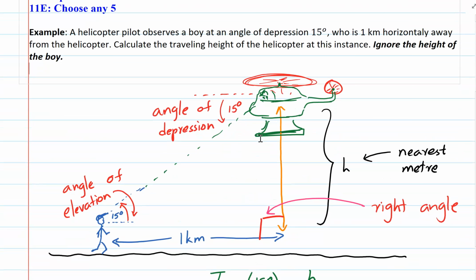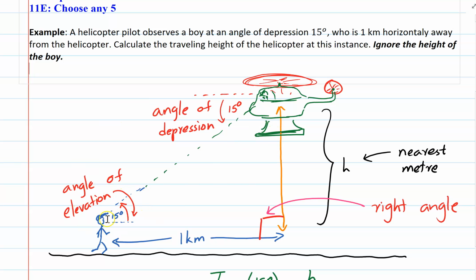Okay, let's get the diagram up. It's pretty cool. A helicopter, nice drawing, took me 30 seconds. Angle of depression, the angle when he looks down, 15 degrees. Of course, the diagram is not to scale.